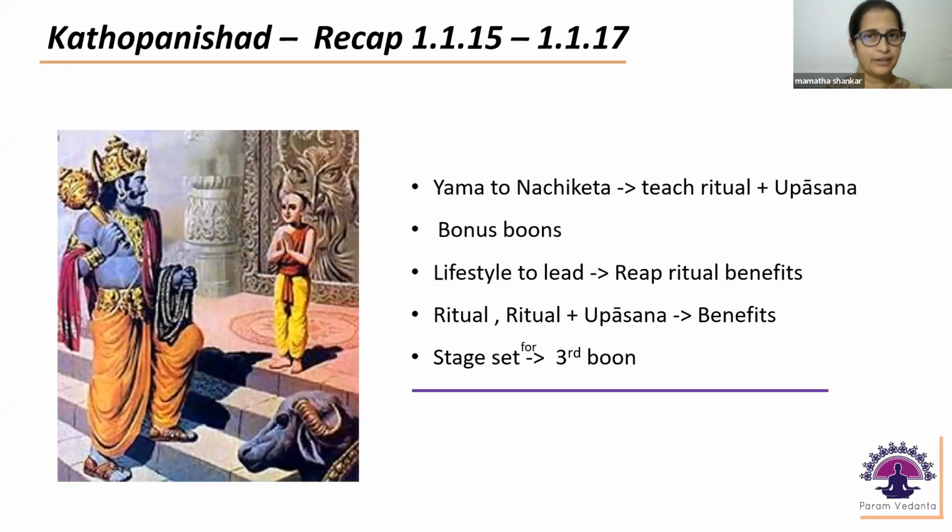The recap of the mantras. 1.1.15 to 19 can be further divided as: first, Yamadharmaraja teaching the ritual and upasana to Nachiketa as part of Nachiketa's second boon. Second, the bonus boons Yamadharma gives to Nachiketa, followed by the kind of lifestyle to lead to reap the benefits of the ritual. Then the fourth one is the benefits of performing the ritual. And lastly, setting up the stage for the third boon.